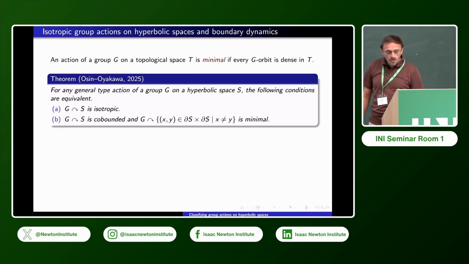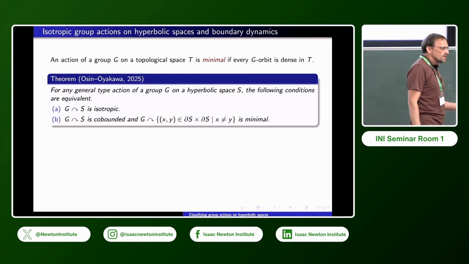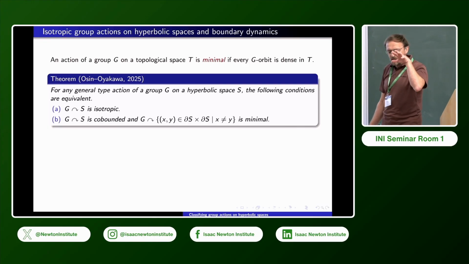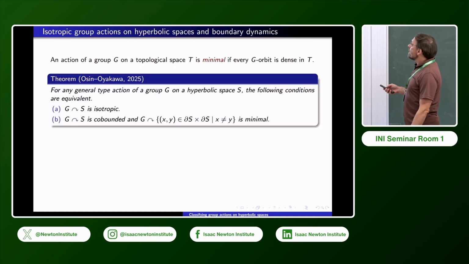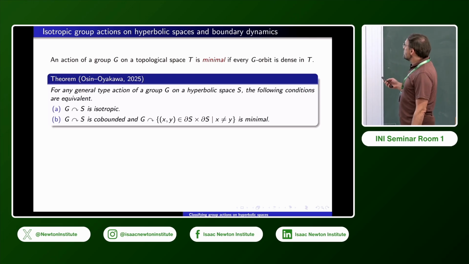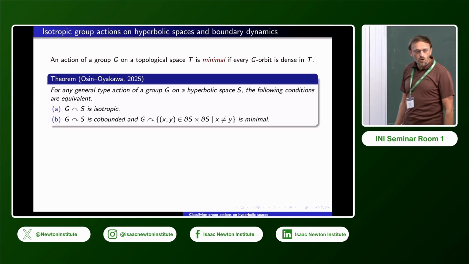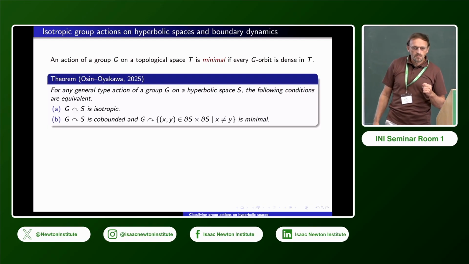And when it comes to hyperbolic spaces, it turns out that you can determine whether the action of your group on a hyperbolic space is isotropic just by looking at the dynamics of the induced action on the boundary. Specifically, for any general type action of a group G on a hyperbolic space, the action is isotropic if and only if it's co-bounded, and the induced action on the pairs of distinct points on the boundary is minimal in the topological sense. Minimal in the topological sense means that every orbit is dense. Okay?